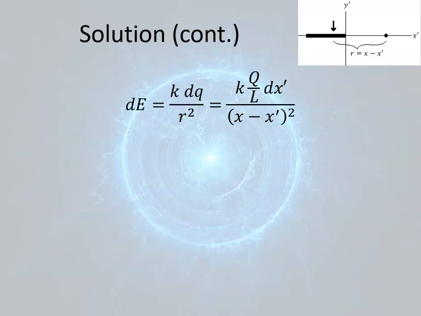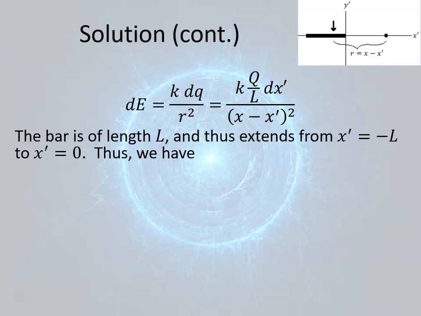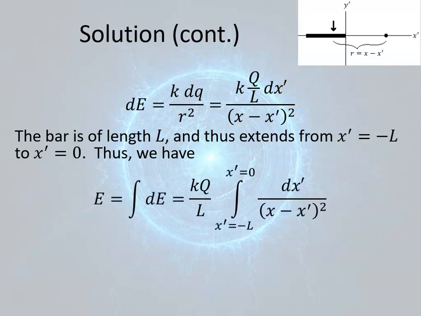Okay, so on with this. The bar has a length of L, and it goes from x prime equals negative L to x prime equals 0. So the total electric field contribution due to all the little bitty charges on the bar is equal to the sum of each of the little bitty contributions from each of the little bitty charges, each little bitty contribution being dE. So a fancy stretched out sum is the integral sign, and when you see that, that means that we're dealing with a continuous distribution.